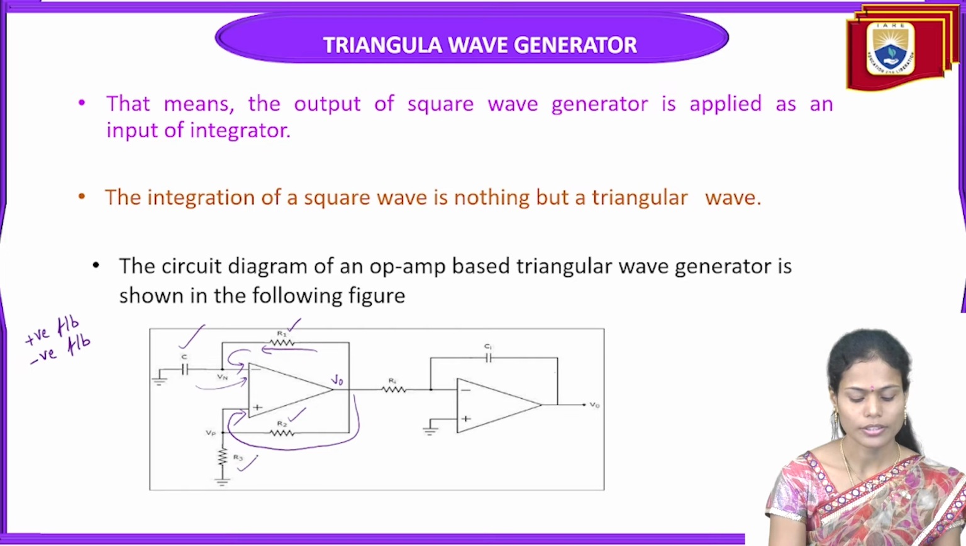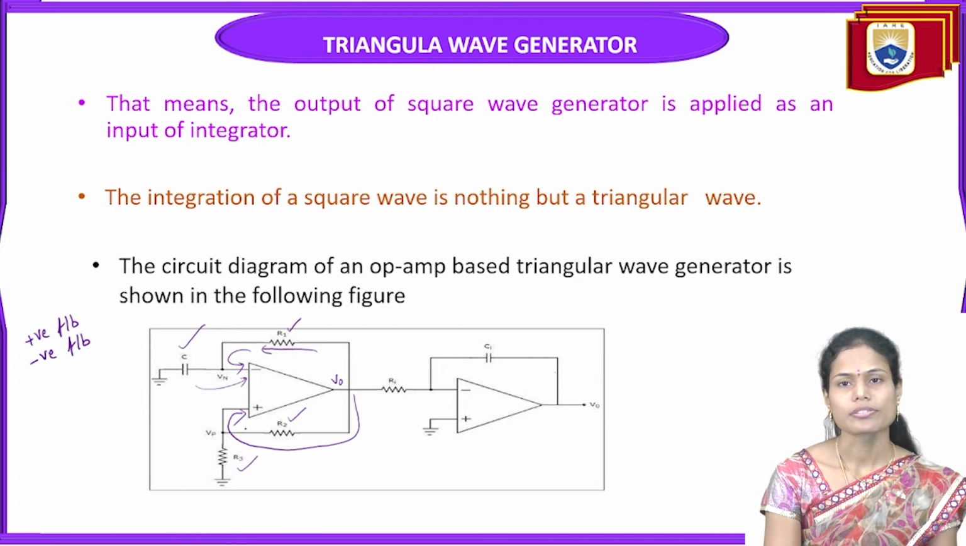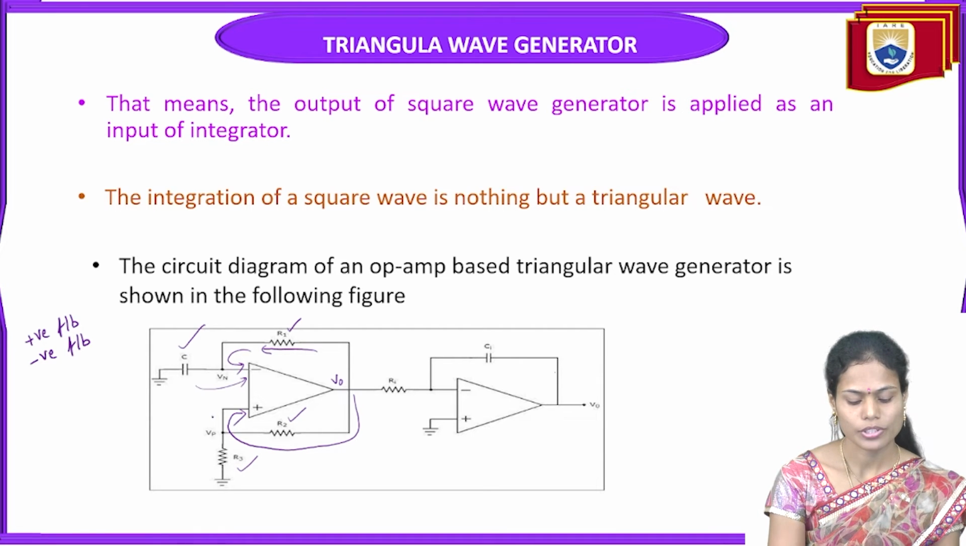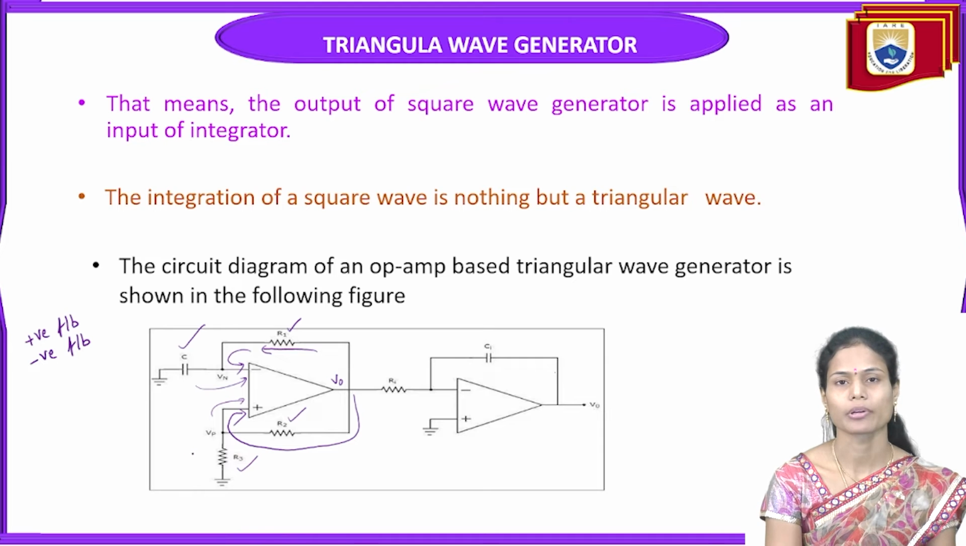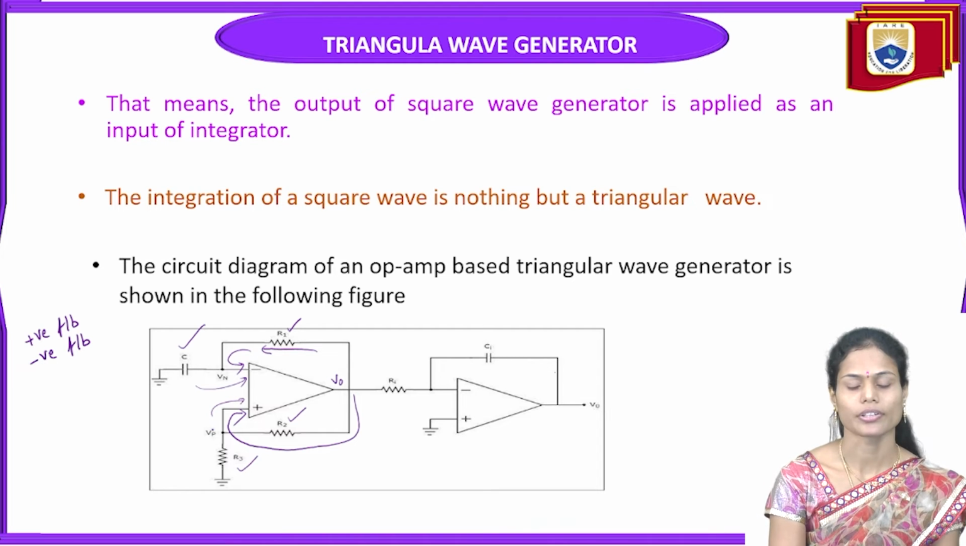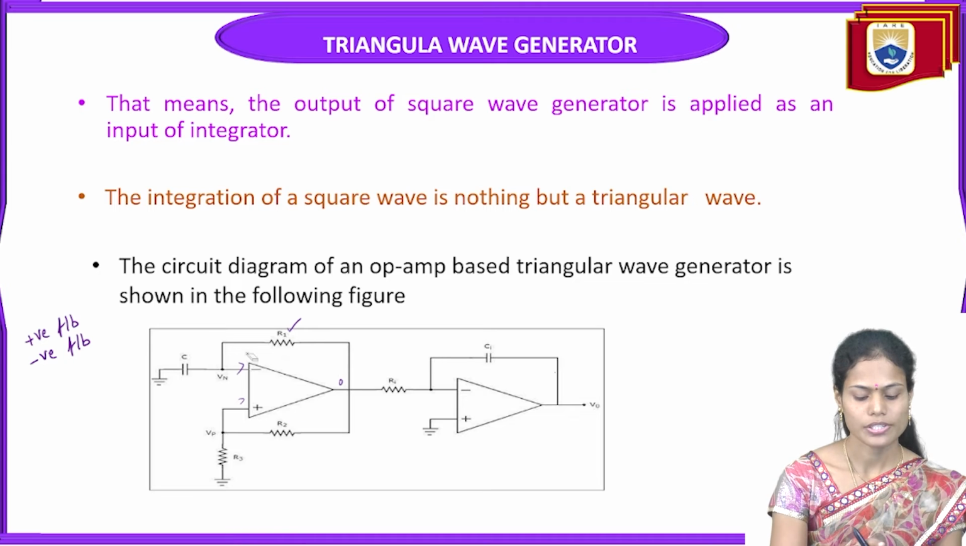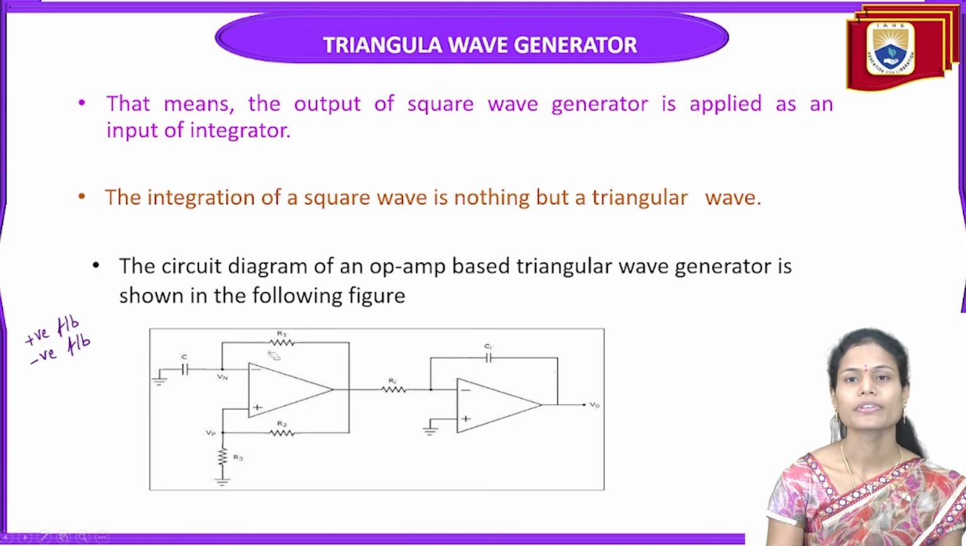And this R2 resistance is used to provide the signal to the non-inverting terminal of the square wave generator. So this is the construction of the square wave generator. Now we will see the operation of this square wave generator.